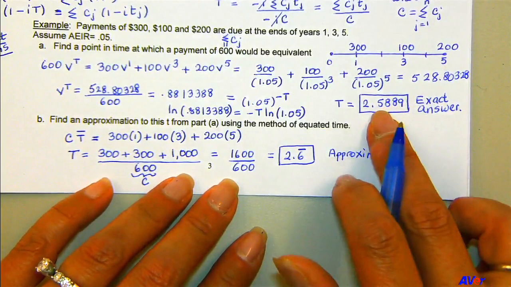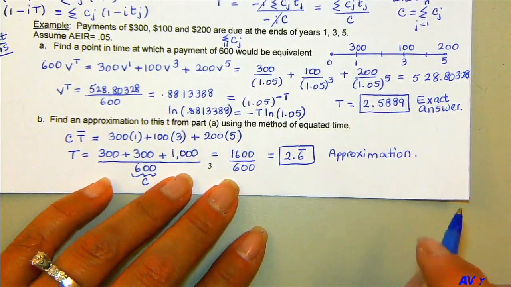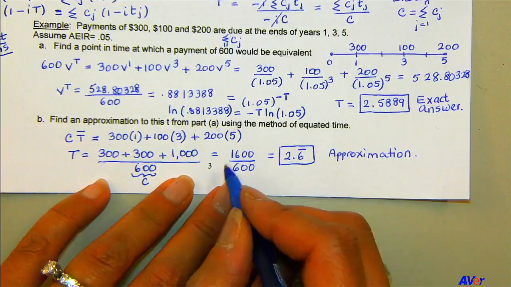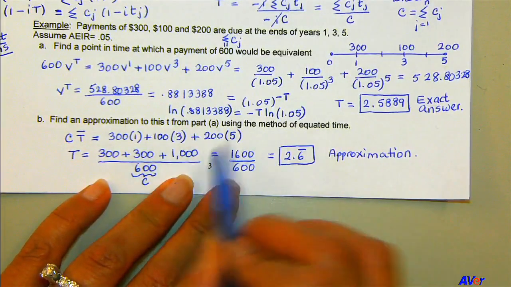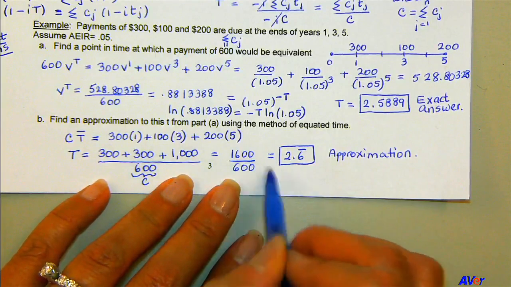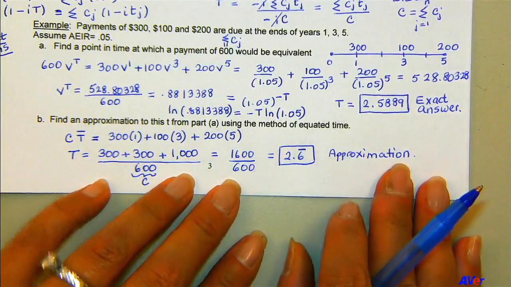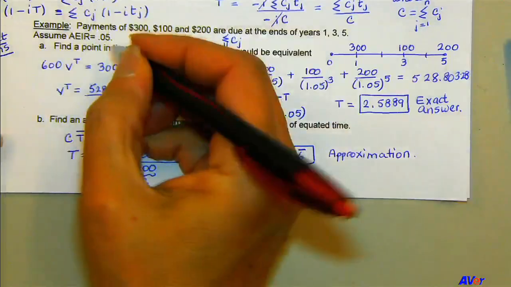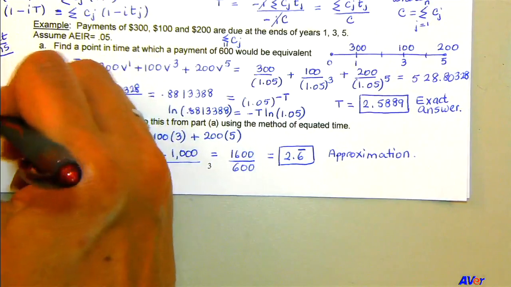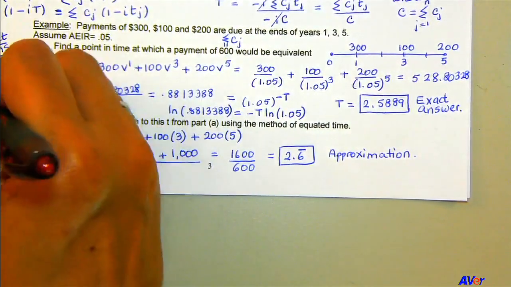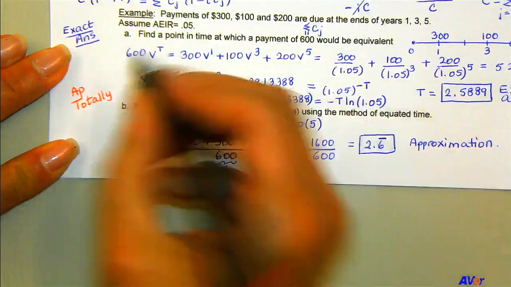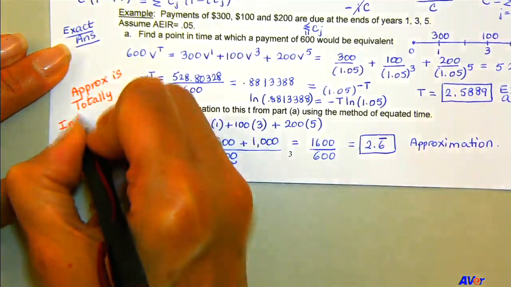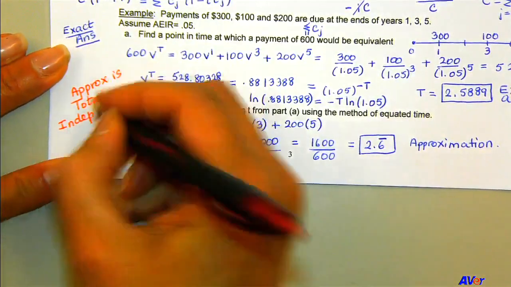Very close. This one is 2.59. This one's 2.67. Now notice that this one was independent of i. Nowhere did we use i. So this approximation works no matter what i is. So let's write that: the approximation is totally independent of any interest rate.